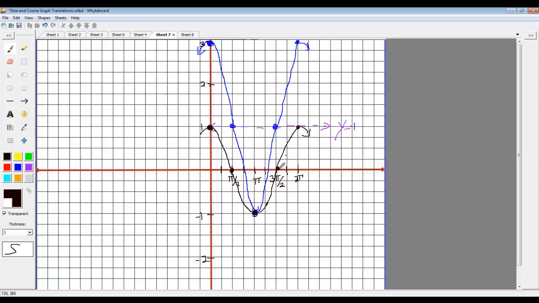Multiply by 2, you get 0, but shift up 1. Multiply by 2, you get 2, and then you still have to shift up 1. And so you get that blue graph right there. And that's a little bit about the vertical shifts, up and down.